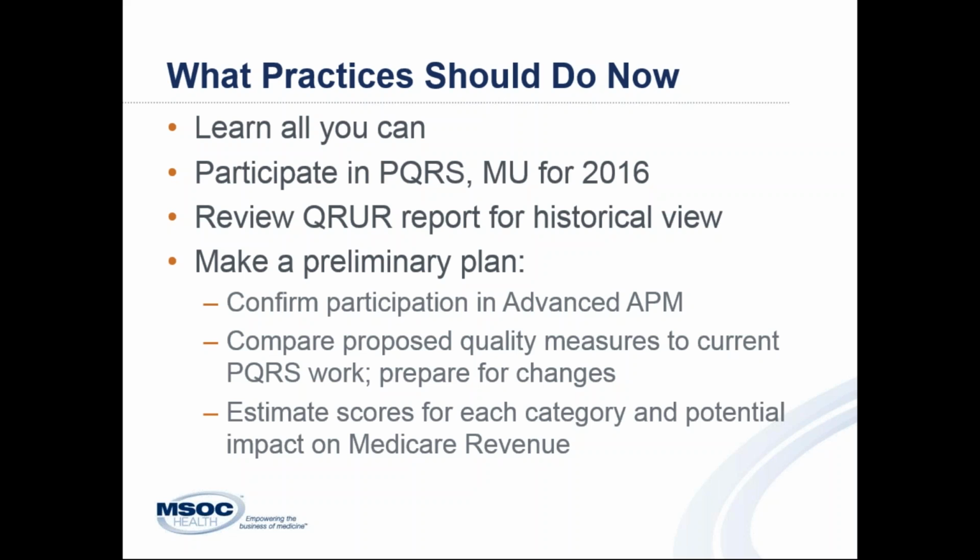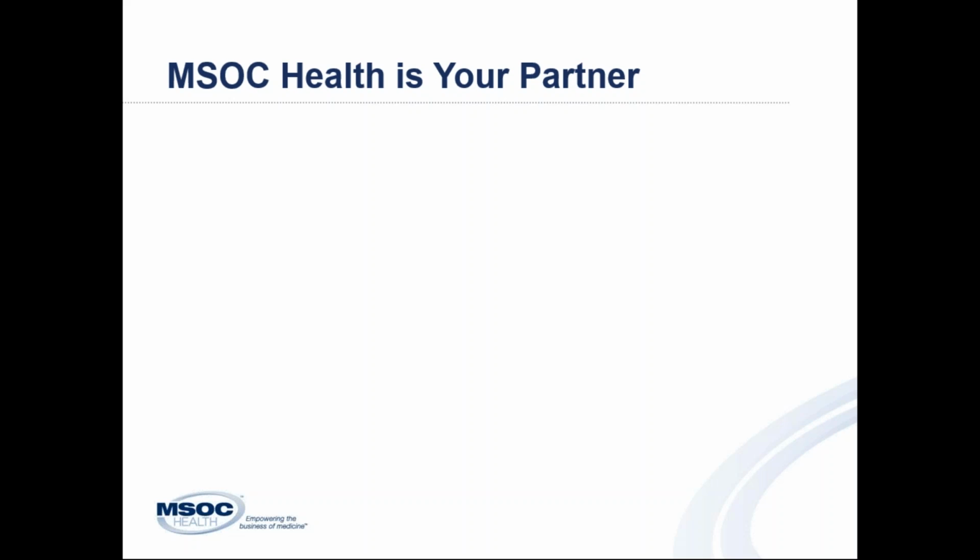You can go through and basically estimate your scores for each category based on the data that you have for this much of 2016 so far. What would it look like if we scored it this way? And begin to get a sense of what might be your potential impact on your Medicare revenue.